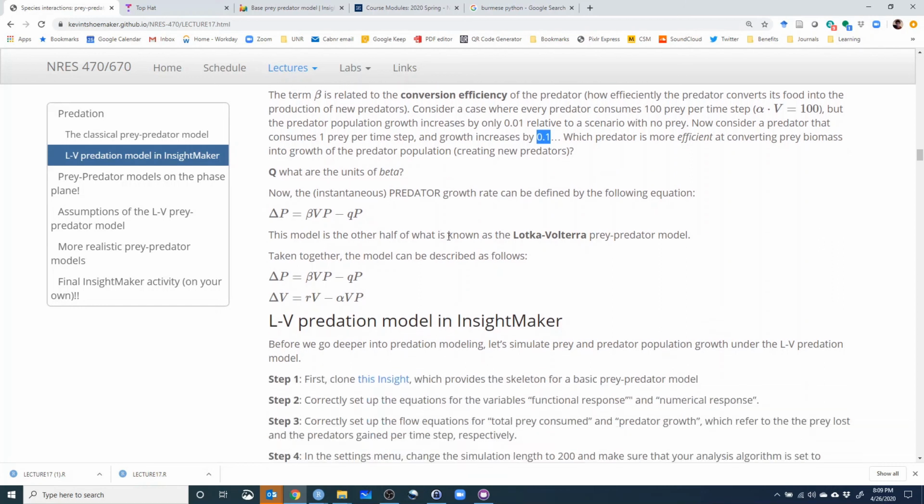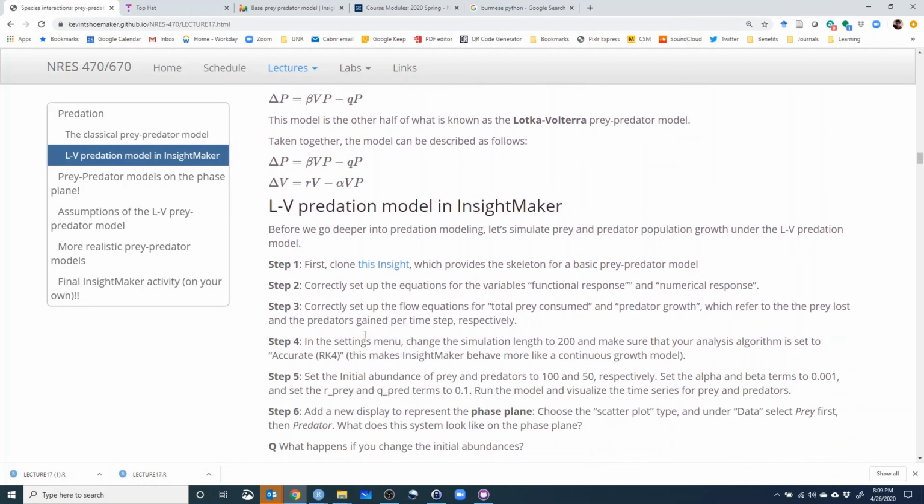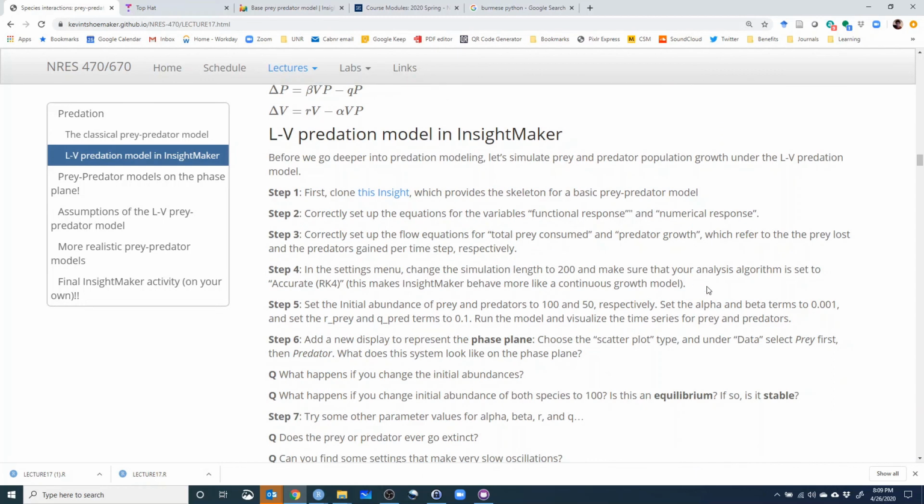Let's think about these models in a different way by going into Insight Maker. I'm going to stop this, and when I come back, we will load up the Insight Maker model and run through it.